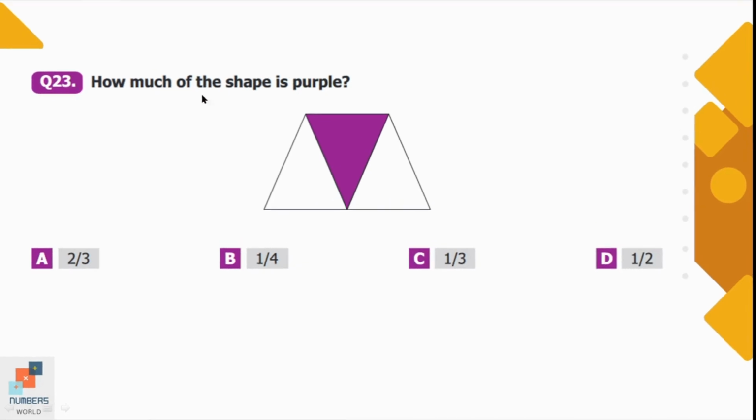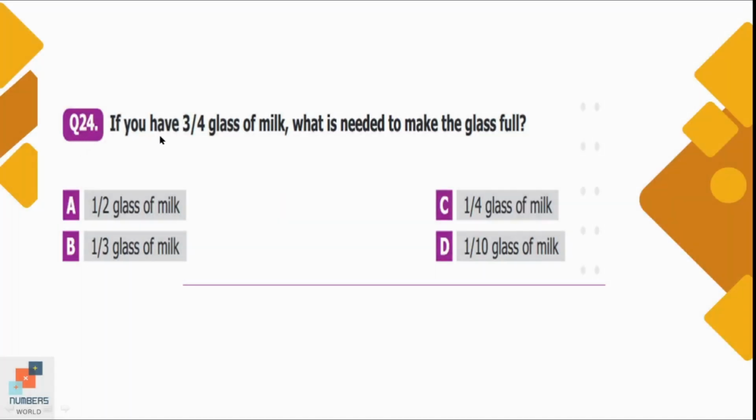Question number 23. How much of the shape is purple? Here we can see that out of 3 parts, 1 part is purple. So the fraction is 1 by 3. Option C is the correct option here. Question number 24. If you have 3 by 4 glass of milk, what is needed to make the glass full? If out of 4 parts, 3 parts are filled with milk, it means 1 part is empty. We need 1 by 4 glass of milk to fill the glass. So option C is the correct option here.